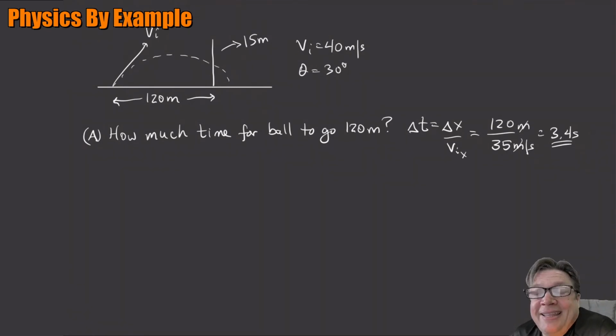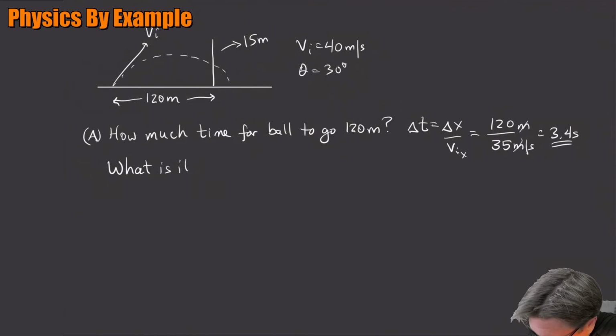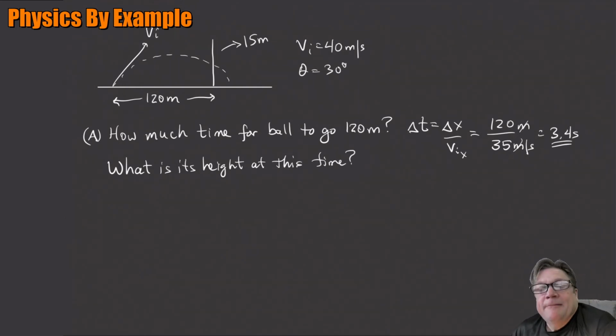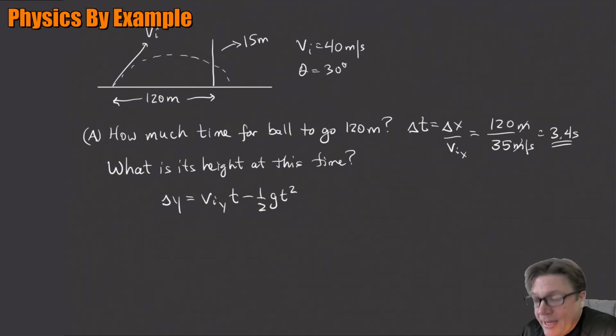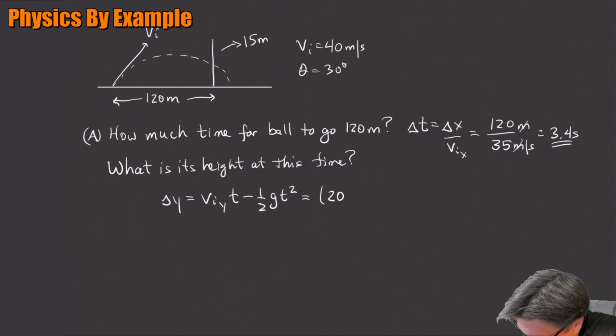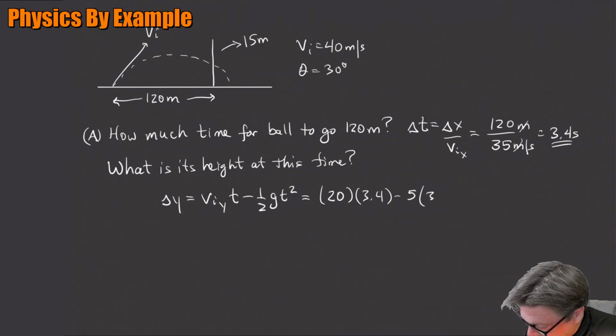But what I want to know is, at that point, what is its height? So the second part of this is, what is its height at this time. Well, this isn't so bad. All I have to do is just use the equation that tells me the height at any time. That's this one. The height at any time is just VIY times t minus 1/2 gt squared. Okay, so let's see. At 3.4 seconds, how high is this thing? It's going to be, our VIY was 20 in the y direction, times 3.4 minus half a g is 5, times 3.4 squared, and what did I get? I got 10.2.